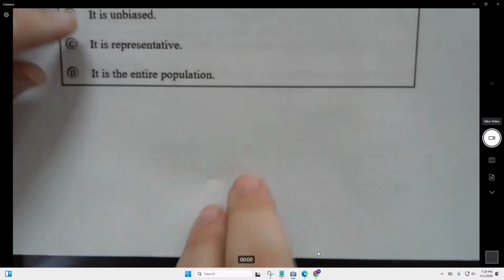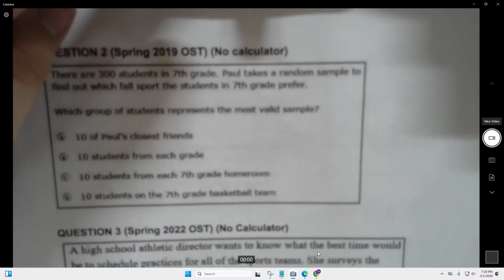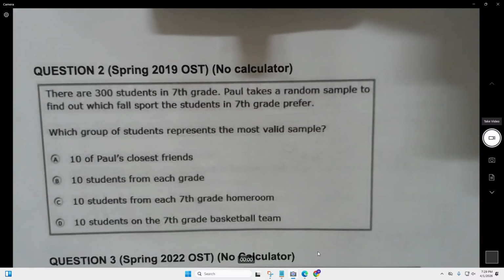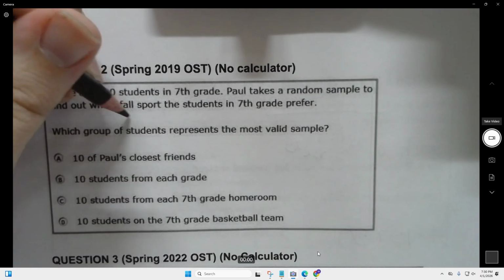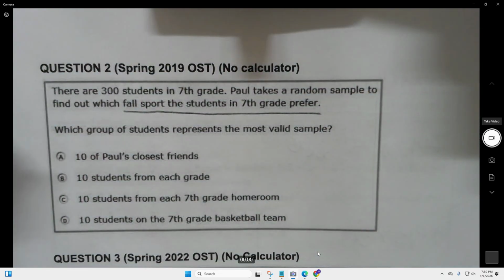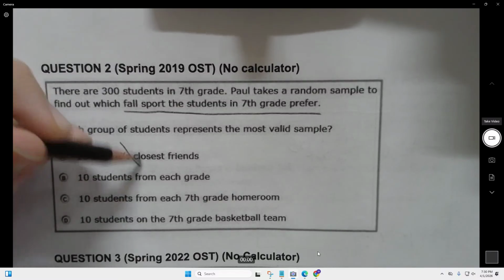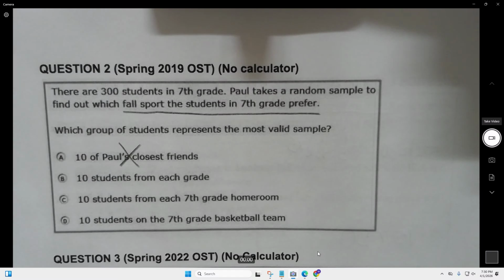Question 2. There are 300 students in 7th grade. Paul takes a random sample to find out which fall sport the students in 7th grade prefer. Which group of students represents the most valid sample? Is it A, 10 of Paul's closest friends, B, 10 students from each grade, C, 10 students from each 7th grade homeroom, or D, 10 students on the 7th grade basketball team? So the key to this one is that you're checking which fall sport the students in 7th grade prefer. A, your 10 closest friends, for the same reason I said in the last question.